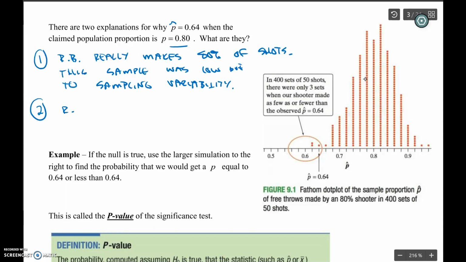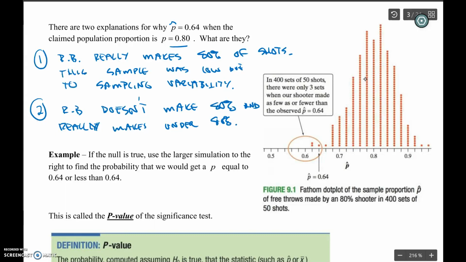Number two, Ricky Bobby doesn't make 80%, and really makes under 80%, and we got 64% because of this. I guess that was a little bit repetitive. I could have shortened that up. Sorry, that's not perfectly worded, but you get the idea. So we need to figure out which one of these is a more likely, a more probable outcome.